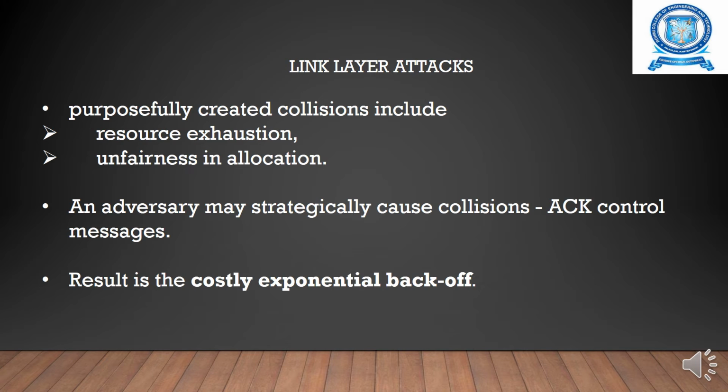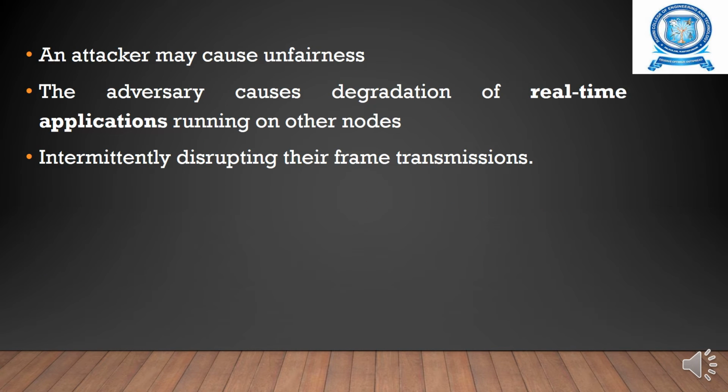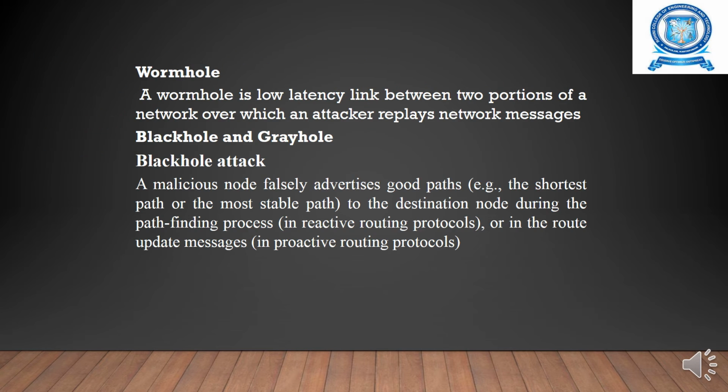The adversary may strategically cause collision. How will they do it? Through acknowledgement control messages. So, the result is it will take an infinite amount of time, a costly exponential back-off. An attacker may cause unfairness. The adversary or the attacker causes degradation of a real-time application running on other nodes, intermittently disturbing their frame transmission.